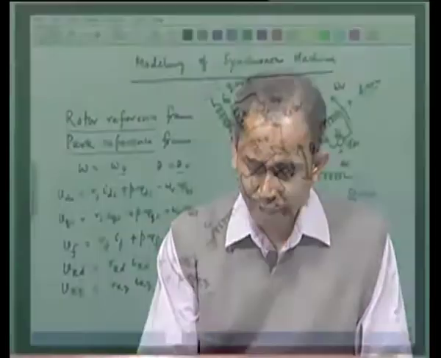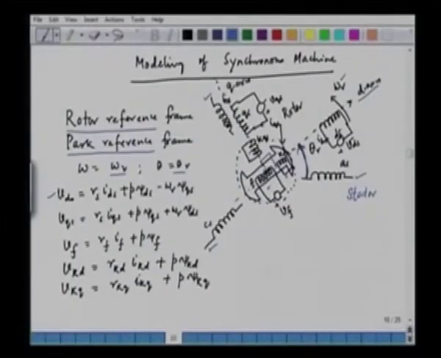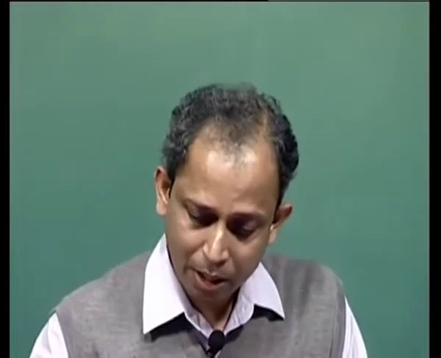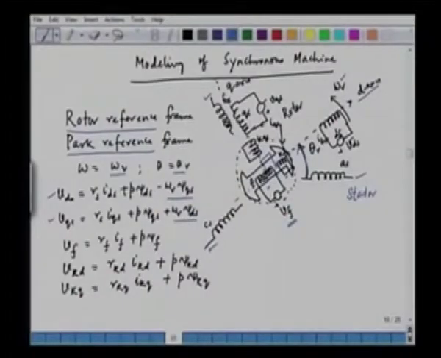So, we can write V ds equal to R s I ds plus P psi ds minus omega r psi qs. This is the rotationally induced EMF in the D axis. Similarly, V qs is equal to R s I qs plus P psi qs plus omega r psi ds. This is the rotationally induced EMF in the Q axis. The field winding is excited independently by a DC source. This is the field winding and this is our field current, IF. So, VF equals RF IF plus P psi F.